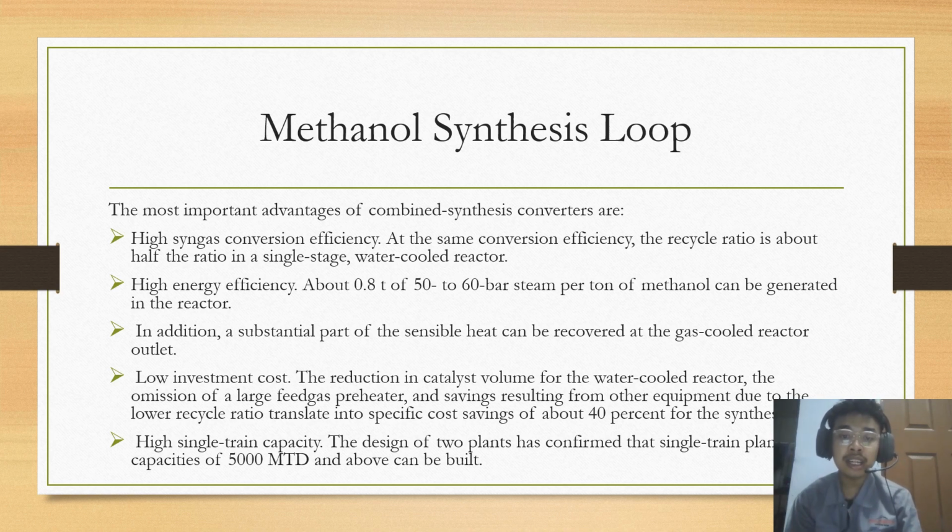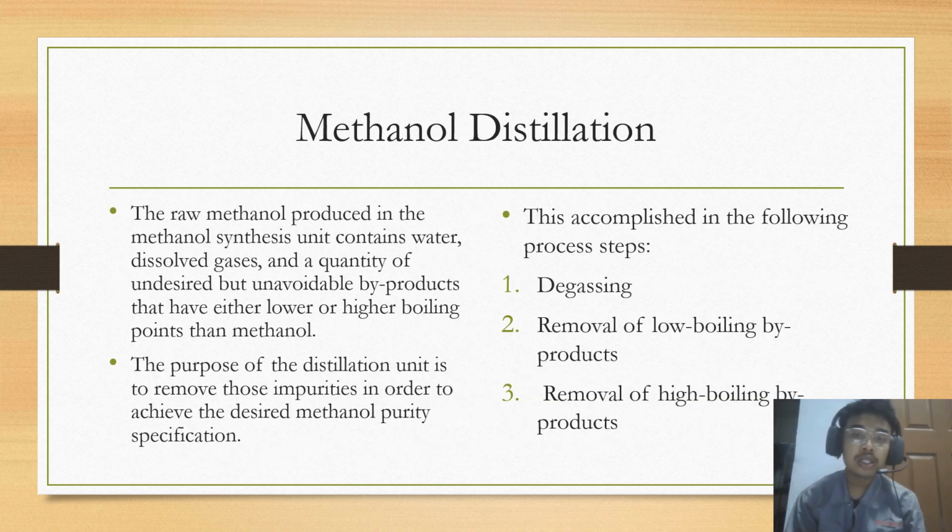The reduction in catalyst volume for the water cooled reactor, the omission of the large feed gas preheater, and savings resulting from other equipment due to the low recycling ratio translate into specific cost savings of about 40% of the synthesis. There is also high single train capacity. The design of this plant has confirmed that a single train plant of capacity about 5,000 MTPD and above can be built. Other than that, I'm going to proceed with methanol distillation.